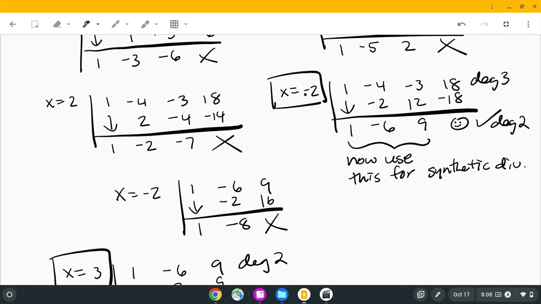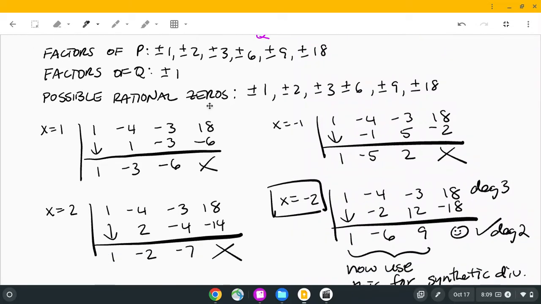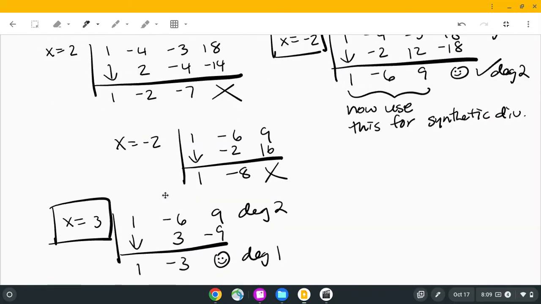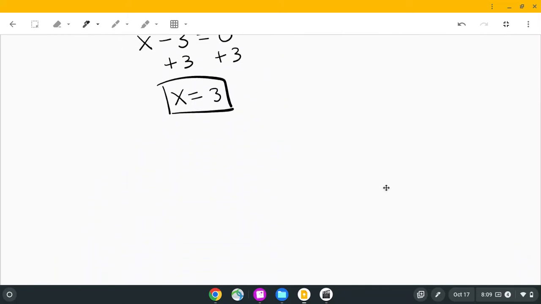So these are our 3 solutions, also known as zeros. Find the zeros is the same as saying solve. So negative 2, 3, and 3. All right, let's try another one.